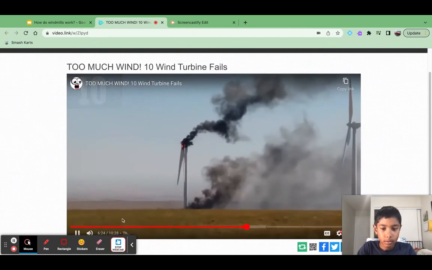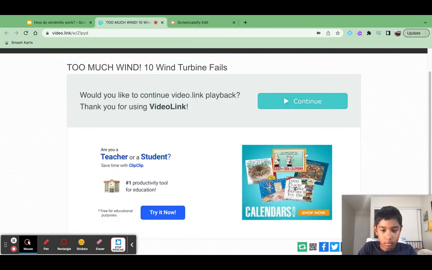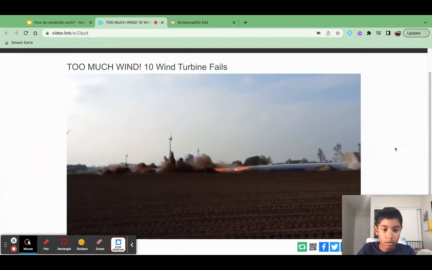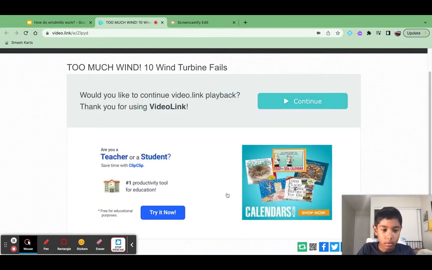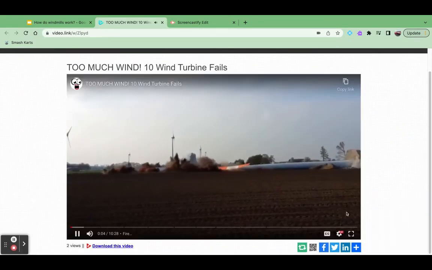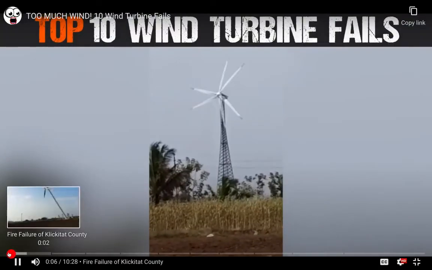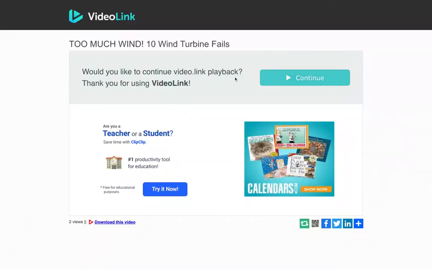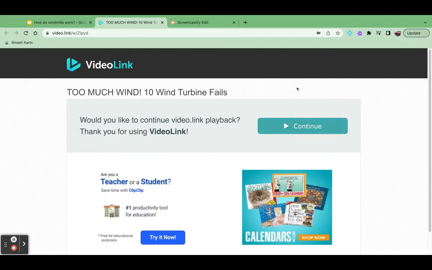Oh no. A malfunctioning turbine is both tumultuous and terrifying. Here are the top 10 wind turbine fails. No. Okay. Wait. Oh my god, now it's not even clicking.